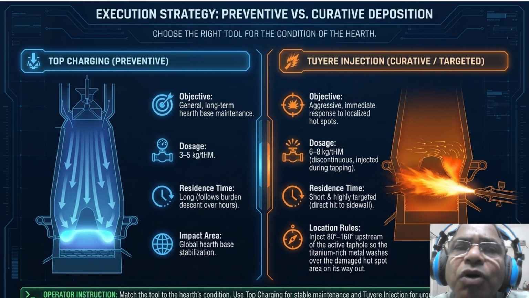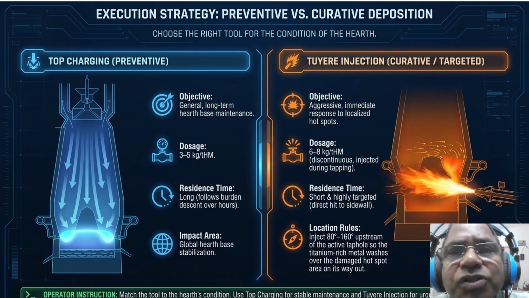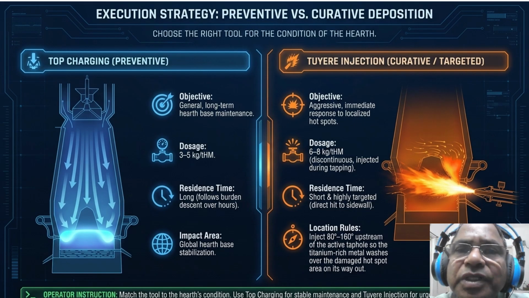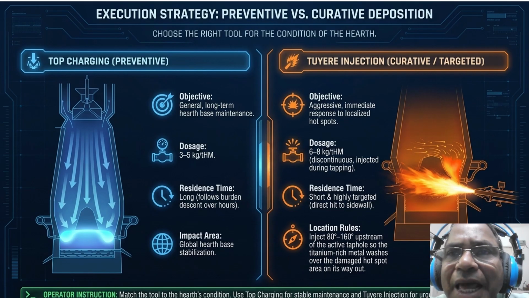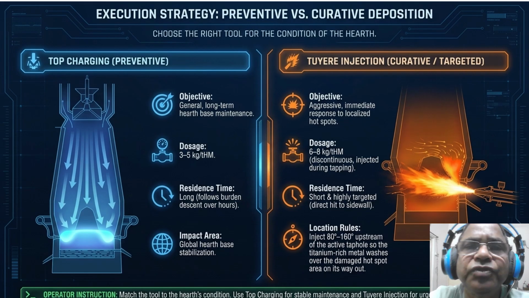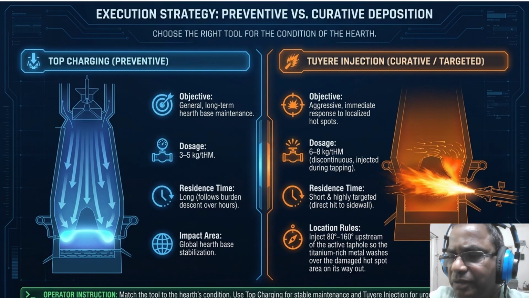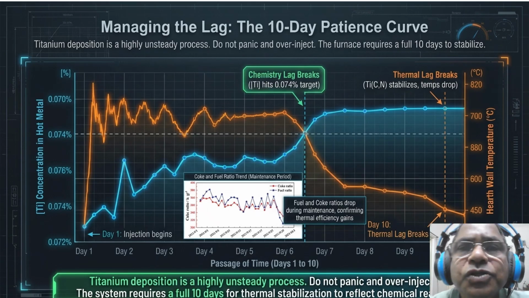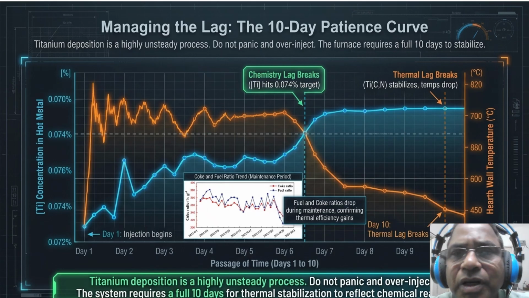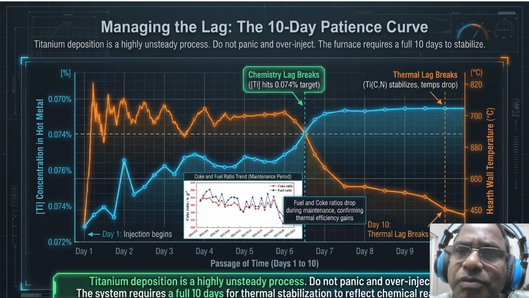So this is how we can have a better understanding of the process. Regardless of the method, you must respect the physical timeline of the furnace. Coming to managing the lag, the 10-day patience curve, which is a very important one. Let me change the slide. Titanium deposition, as you can see, is a highly unsteady process. So do not panic or over inject.